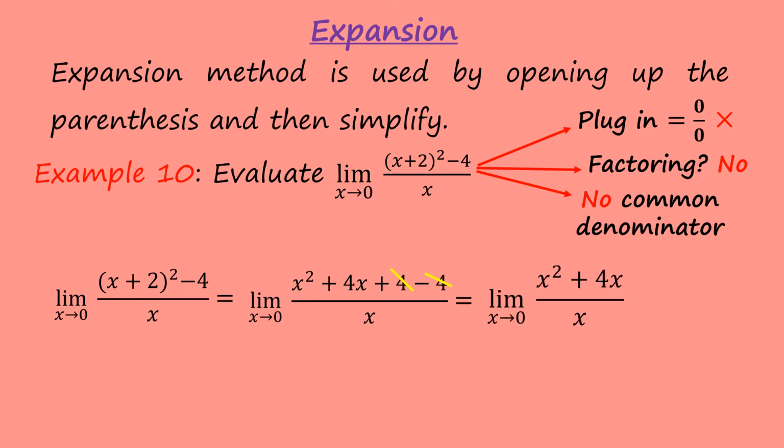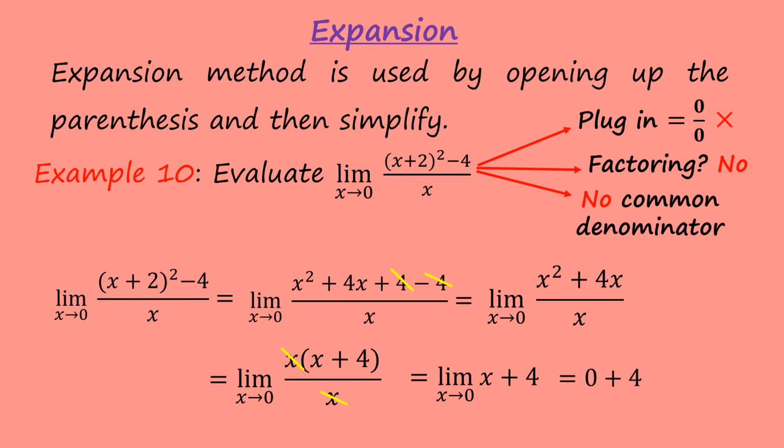We'll be left with limit x tends to 0, x squared plus 4x over x. Now we can then factorize in this case. And if we factorize, we have x into bracket x plus 4 over x. The x numerator and the x denominator can cancel out. After that, we'll be left with limit x tends to 0, x plus 4. Then from here, we plug in our 0 into it. We have 0 plus 4, and finally, we arrive at 4.